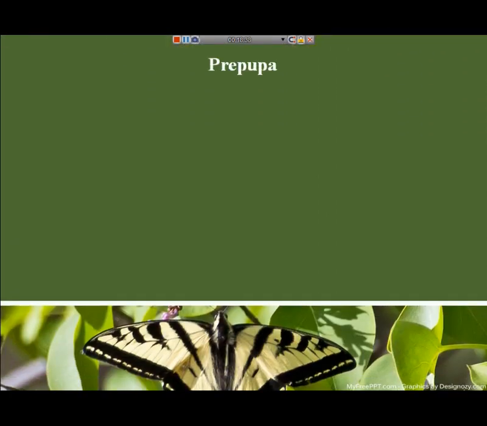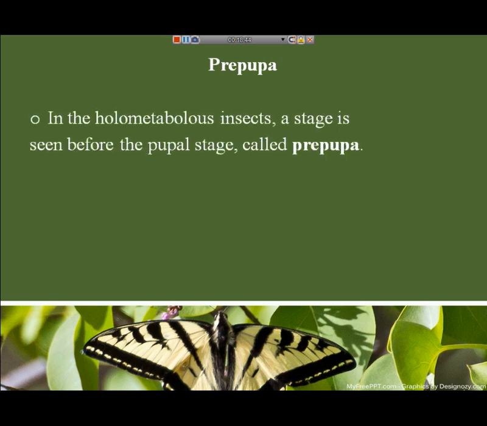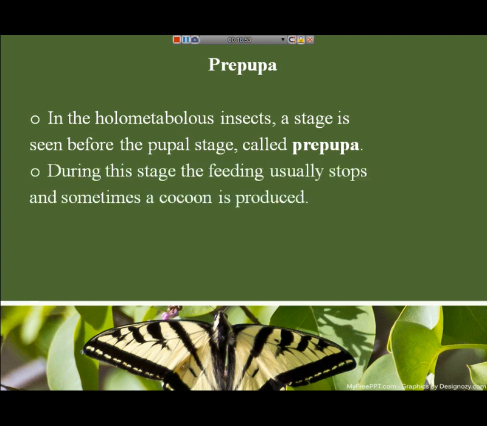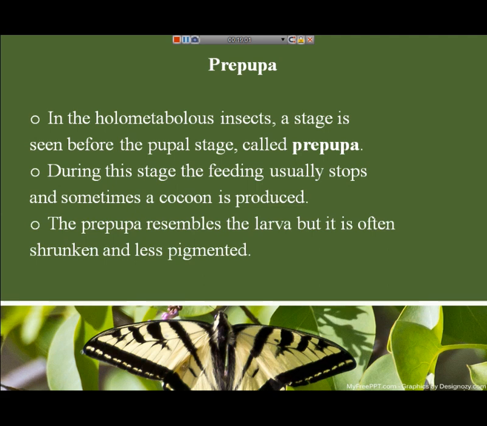Now we have here the pre-pupa. In holometabolous insects, a stage is seen before the pupal stage called the pre-pupa. During this stage, the feeding usually stops and sometimes a cocoon is produced. The pre-pupa resembles the larva, but it is often shrunken and less pigmented.